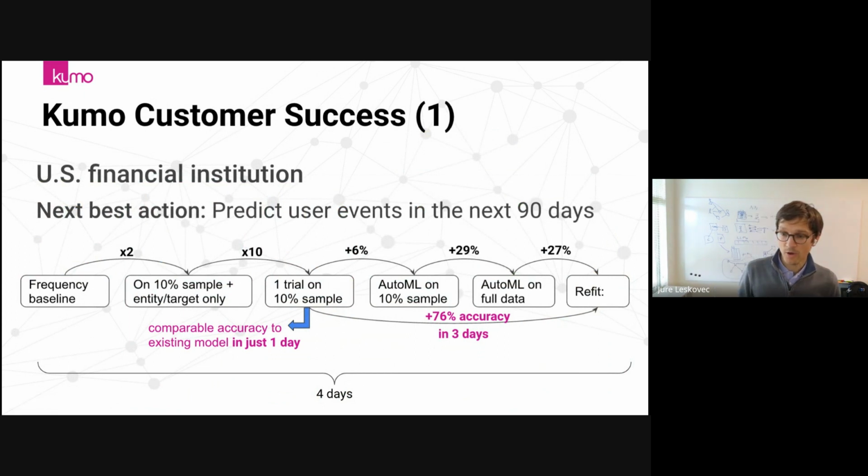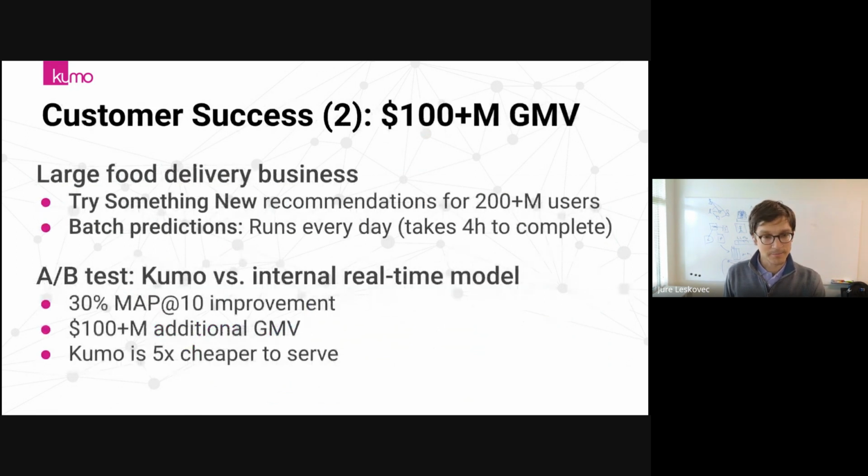To give you examples of how Kumo customers are able to use the power of GNNs, here is an example from a large US bank where they want to predict the events of the user in the next 90 days. This is the next best action type problem that people solve in industry. The point here is that in a single day, the organization was able to build a model as accurate as their internal model that was feature engineered over many years. 3 days later, with more fine-tuning and architectural improvements, they got a 76% boost in accuracy, right? So just 4 days from beginning to a much more accurate model.